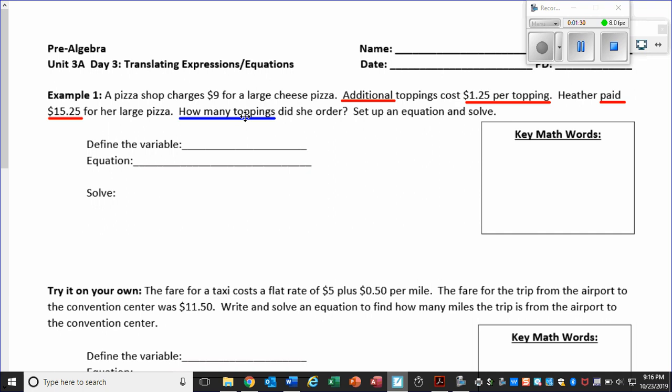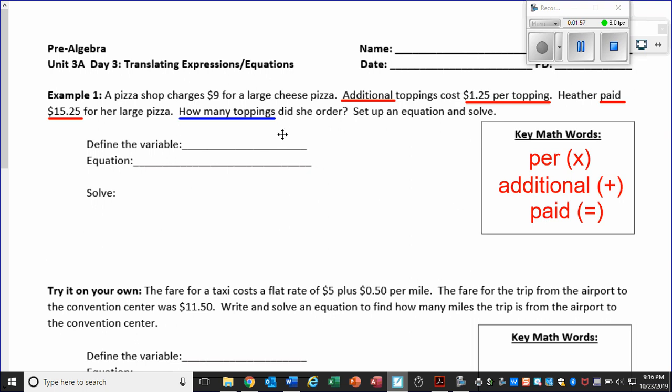Okay? So some keywords here are per, for the per topping. That means we're going to be multiplying 1.25 times however many toppings we have. Additional means addition. And paid would be our equals. Okay, because that paid means that's the total.